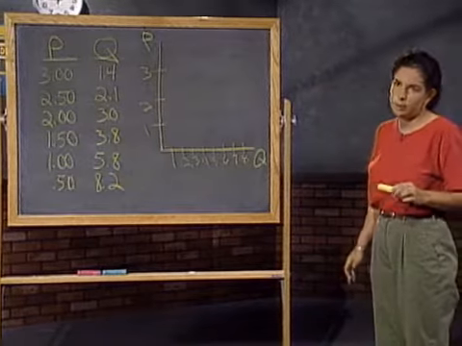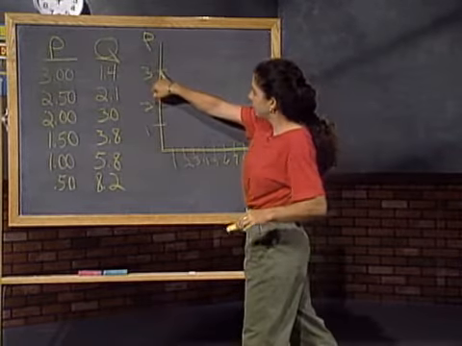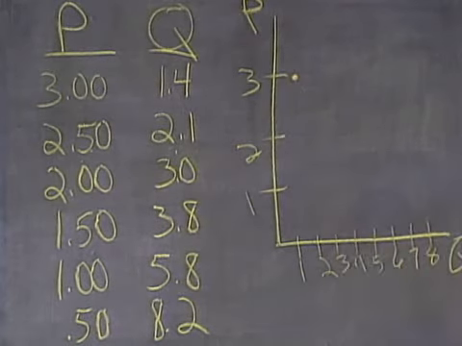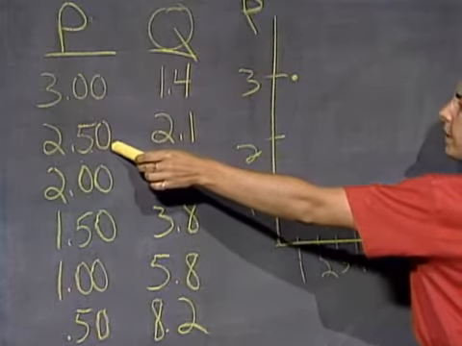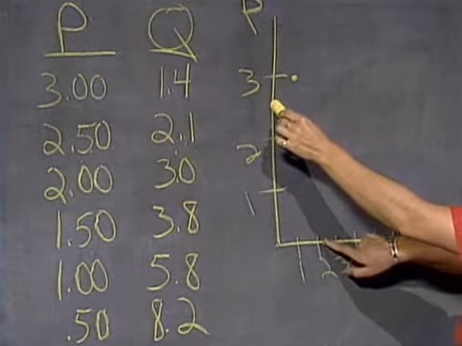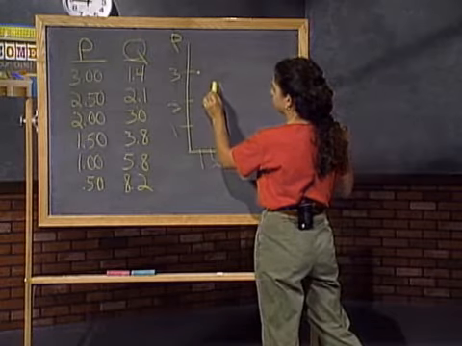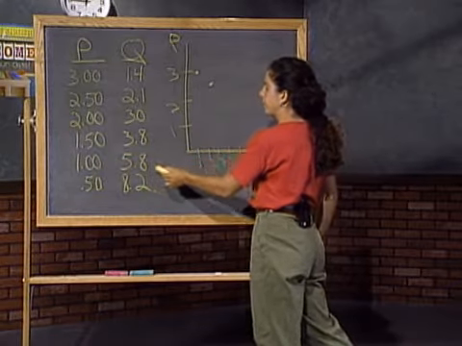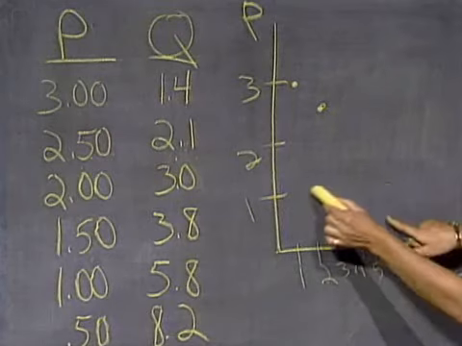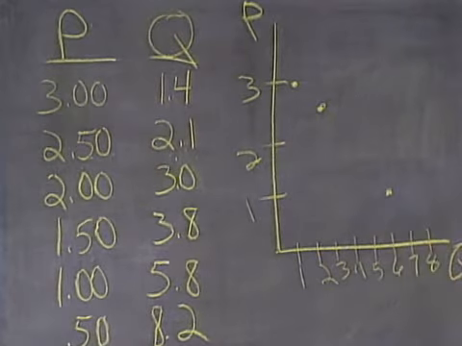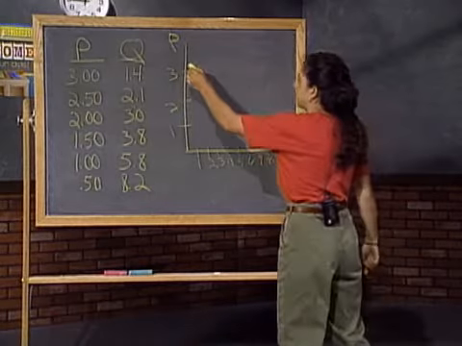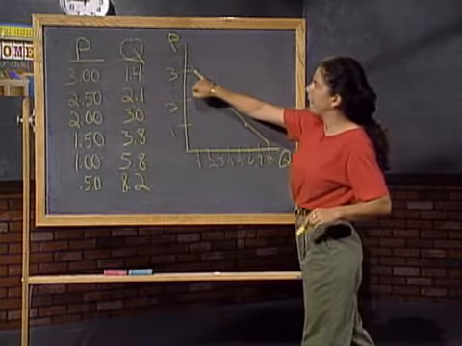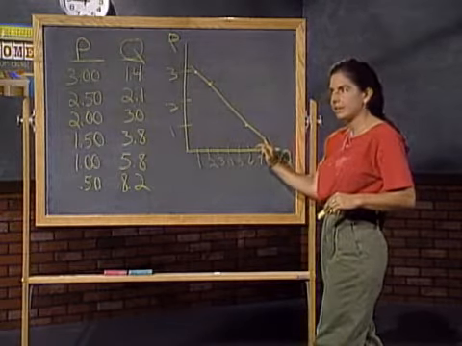So now what we'll do is just plot a few points. When the price is $3, quantity demanded is 1.4. So there is 1 point on our demand curve. When the price is $2.50, quantity demanded is 2.1. So there's another point on our demand curve. If we do one more, say when the price is $1, quantity demanded is 5.8. Price is $1, 5.8, right there. If we were to plot all these points, we would come up with a demand curve that looks like this. A demand curve is always downward sloping because as price falls, quantity demanded increases.